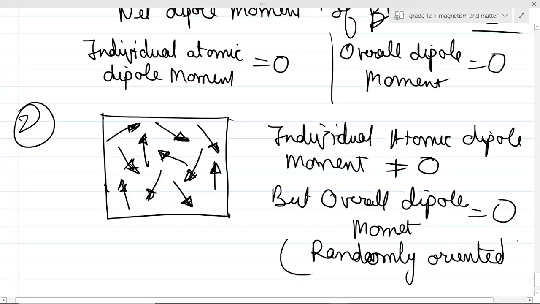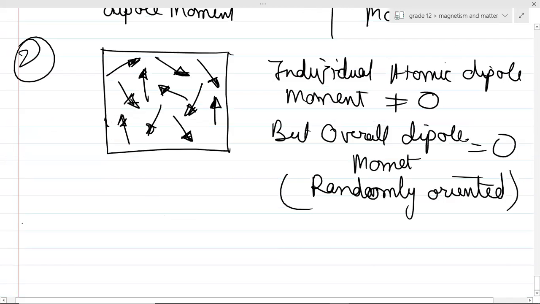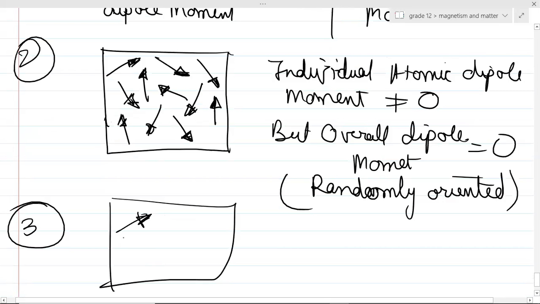So can I say these are two types of material, right? There can be a third type of material where the individual atomic dipole moment is also there.